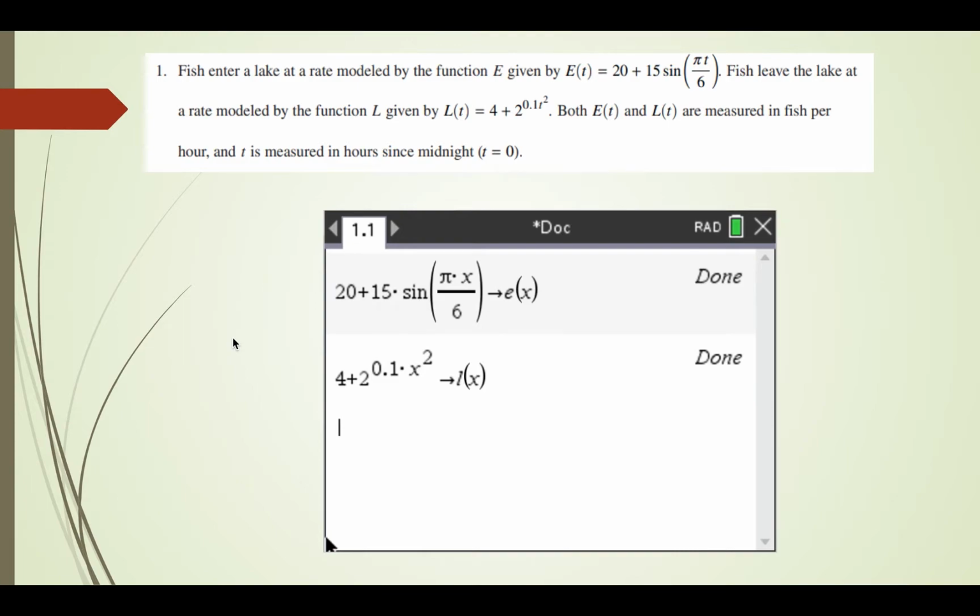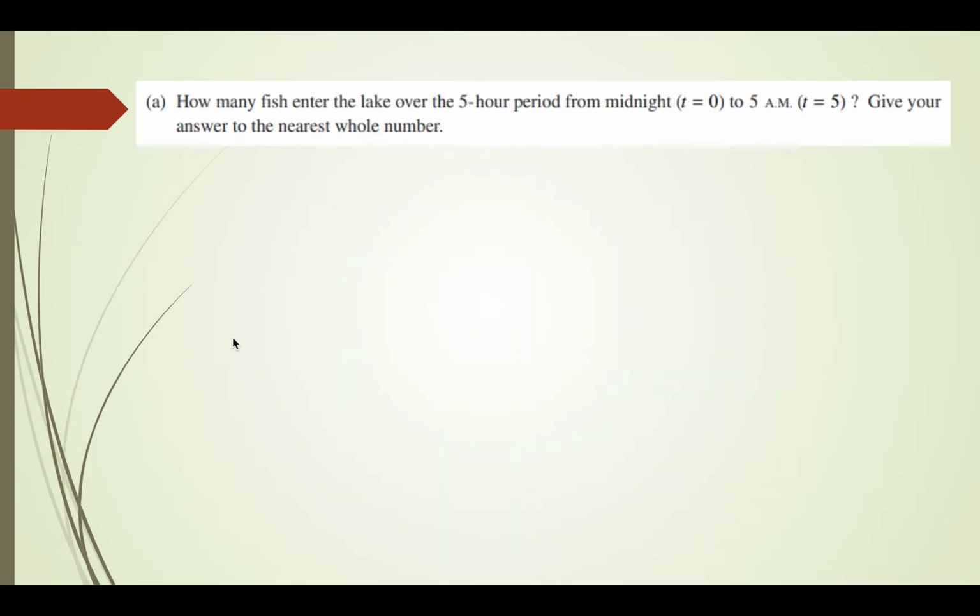But once we have those stored, we can go ahead to part A, and it's a really simple, straightforward question. How many fish enter the lake over the 5-hour period from midnight to 5 a.m.? The one twist here is they tell you to give your answer to the nearest whole number, and people often forget that. You're so used to rounding to the third decimal place, so be sure here we do the whole number.